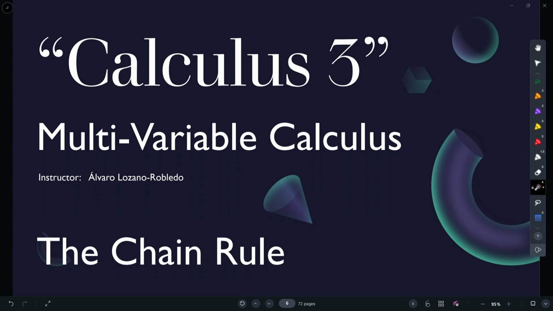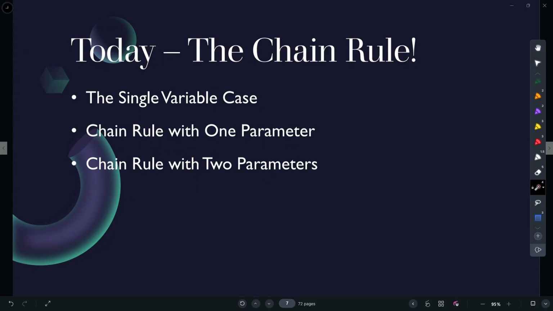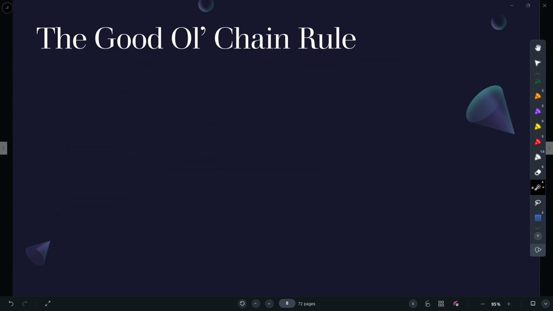The chain rule, since we know how to take partial derivatives. We're going to review what happened in the single variable case, and then we'll see, as we saw at the end of last lecture, that there are two different chain rules now in multivariable.